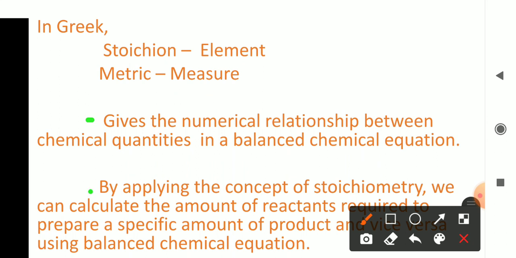Now come here. By applying the concept of stoichiometry, we can calculate the amount of reactants. This I already explained. Let me read it and tell you. By applying the concept of stoichiometry, we can calculate the amount of reactants required to prepare a specific amount of products and vice versa, in a balanced chemical equation. So that is called stoichiometry calculation. Okay, now look here, next slide.